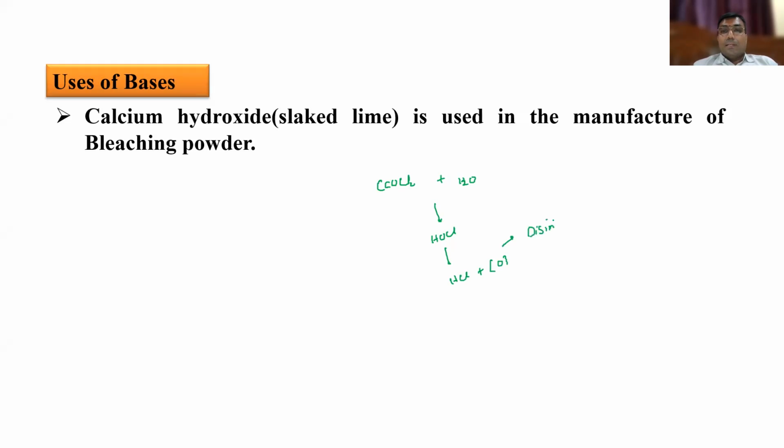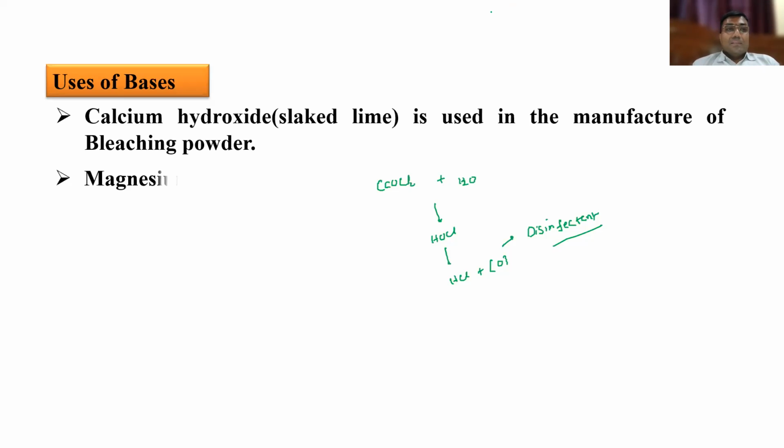What is the meaning of disinfectant? A disinfectant kills pathogens. What are pathogens? Disease-causing bacteria are called pathogens. That's why during the Corona time, all the roads were sanitized, because it acts like a disinfectant, right?